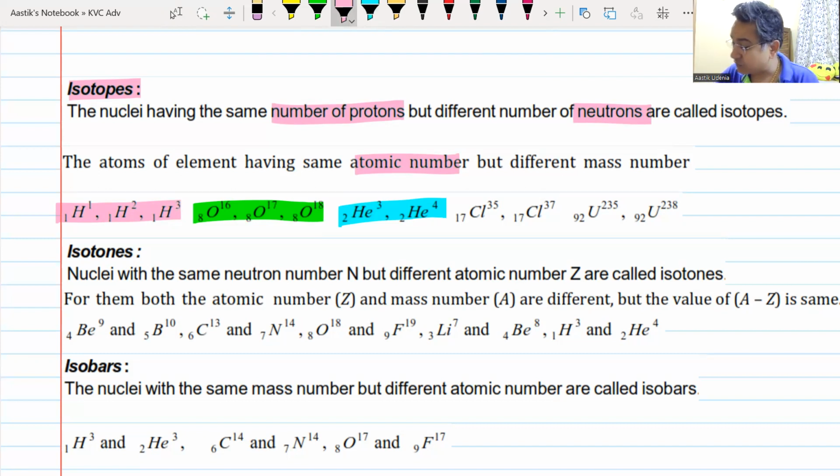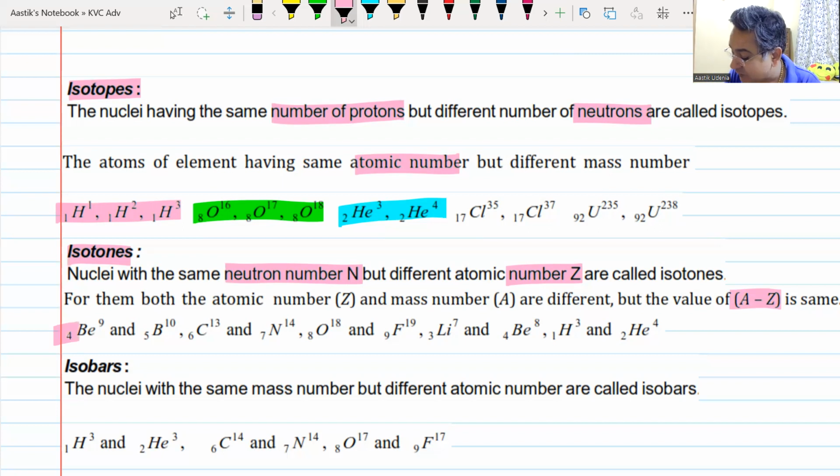Then comes isotone. What are isotones? They have the same number of neutrons, but different atomic numbers. So you just reverse it. Atomic number means the number of protons. If the number of protons is the same, it is isobar. If the number of neutrons is the same, then they are isotones. The value of A minus Z, the number of neutrons, is the same.